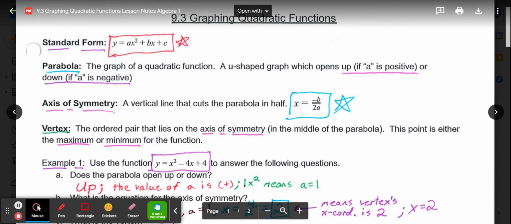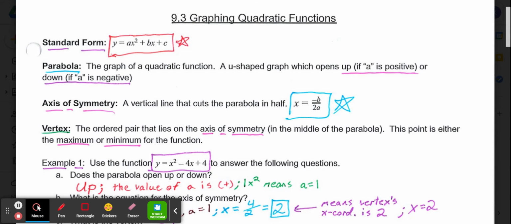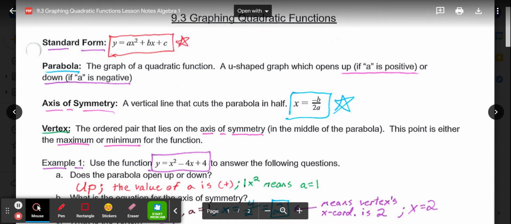So the first thing to keep in mind is the standard form for a quadratic function or quadratic equation is y equals ax squared plus bx plus c. So a, b, and c are all going to be possibly different numbers, but they are our coefficients for a and b and a constant for c.